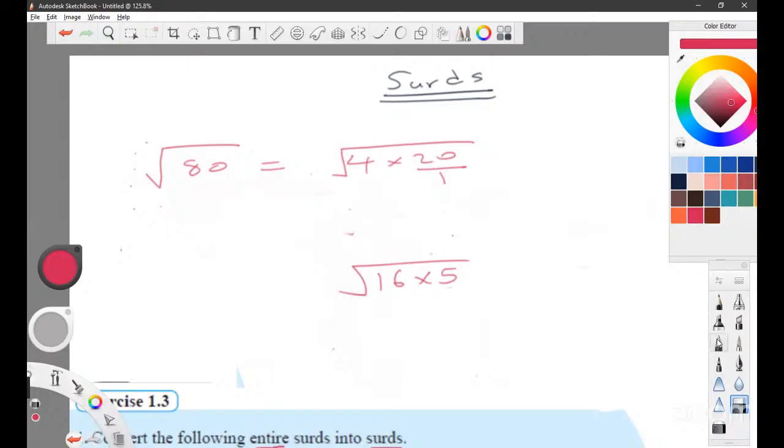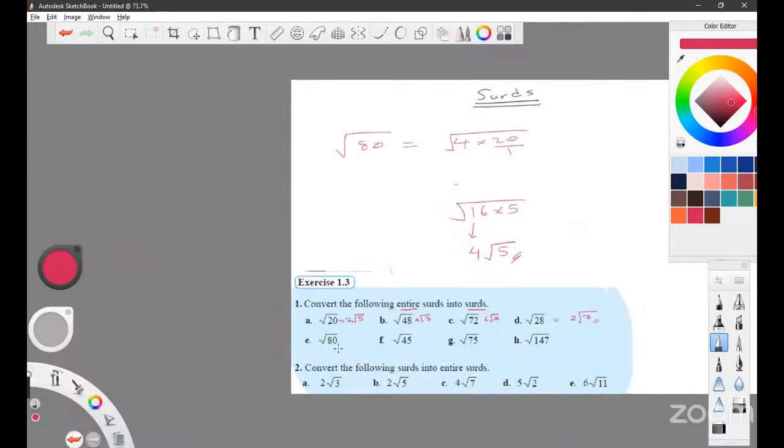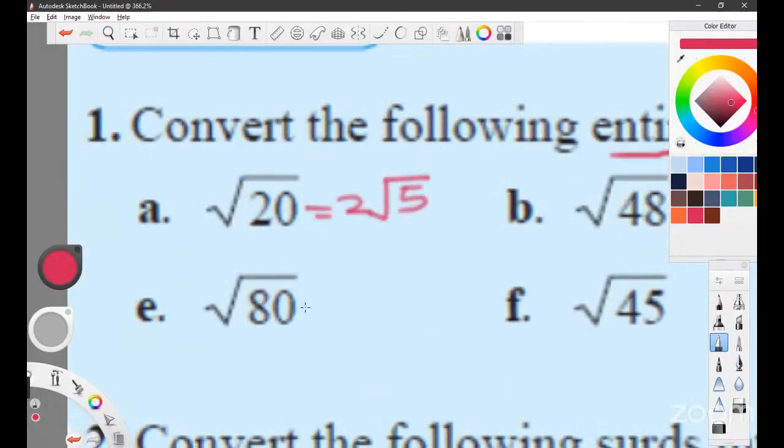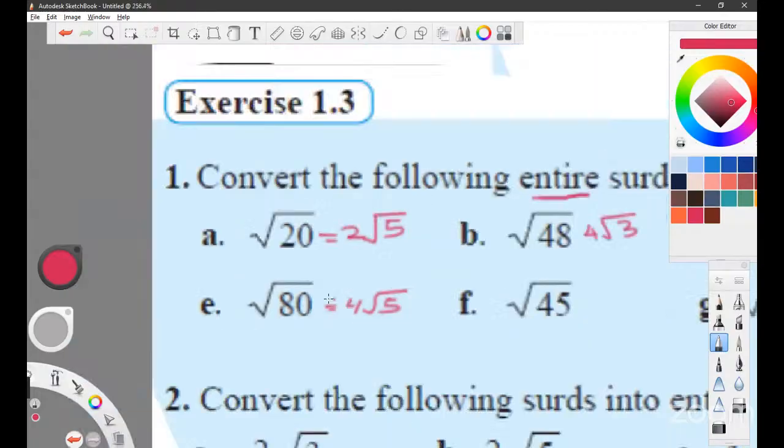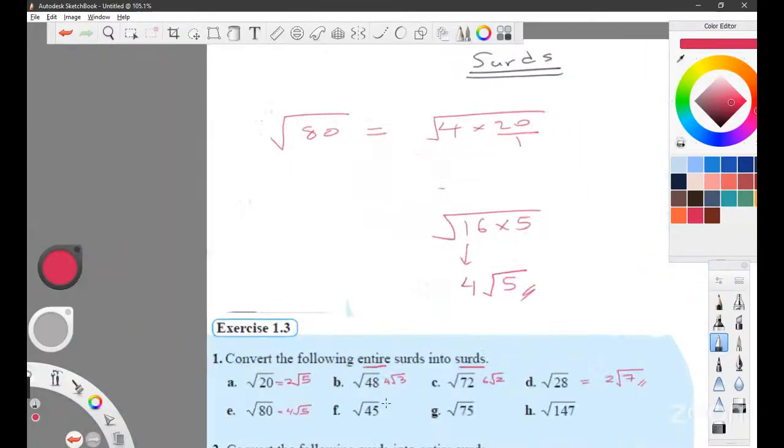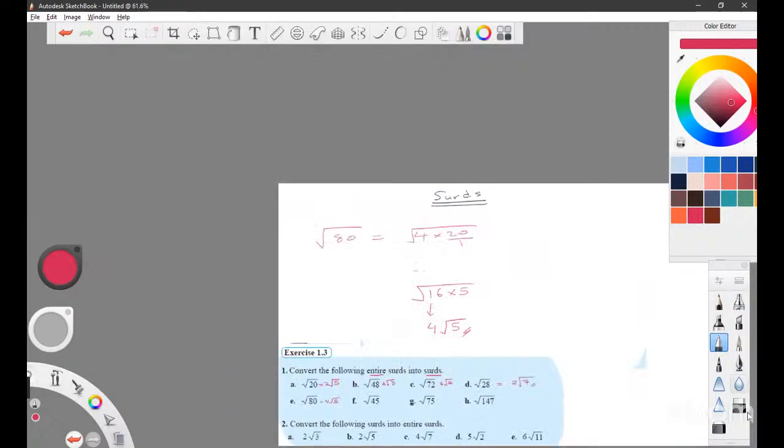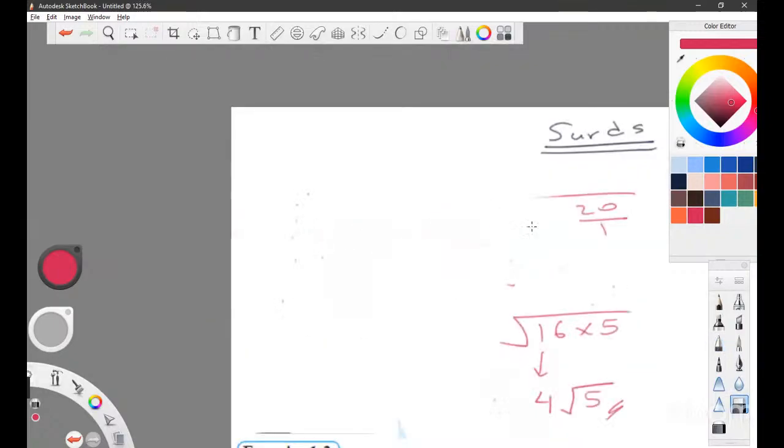So what can we write it as? 16, we can write it as 4 square root 5, right? 4 square root 5 is the answer for square root 80. Now what about 45? It is easy now.